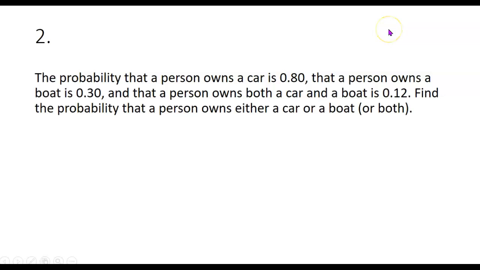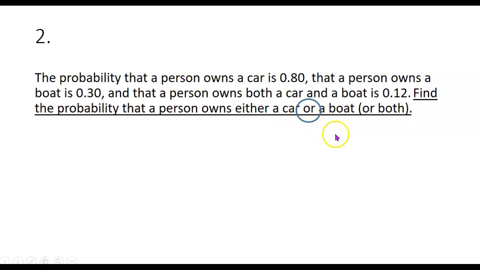Question number 2. The probability that a person owns a car is 0.80, that a person owns a boat is 0.30, and that a person owns both a car and a boat is 0.12. Find the probability that a person owns either a car or a boat, or both. So that last section is the question, or the thing that we're trying to find. We're trying to find the probability that a person owns either a car or a boat. And notice that is an or question.